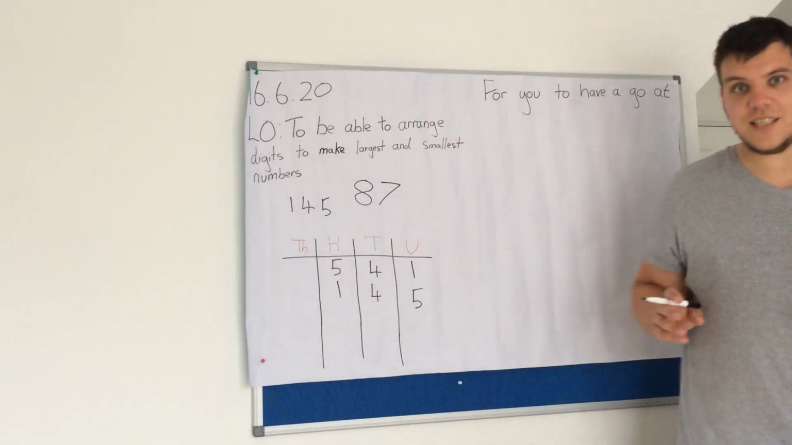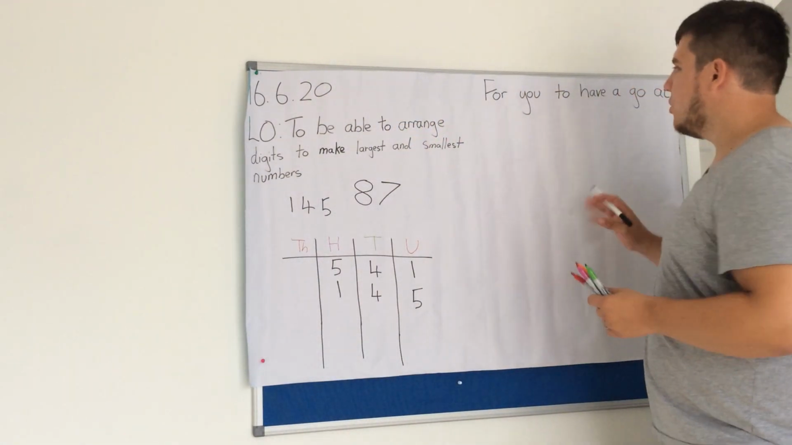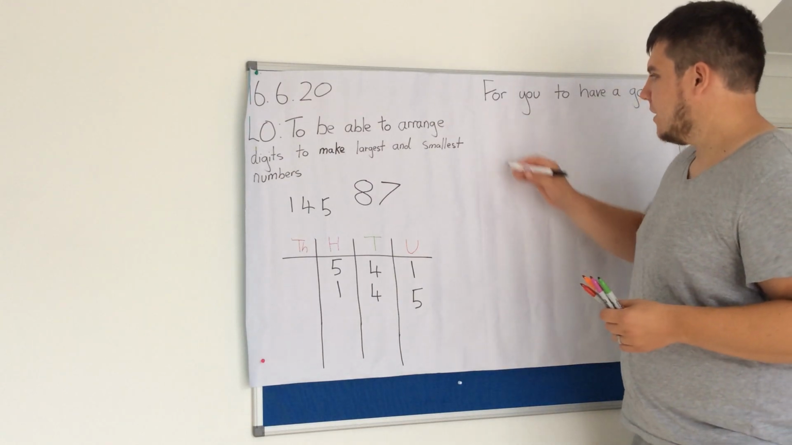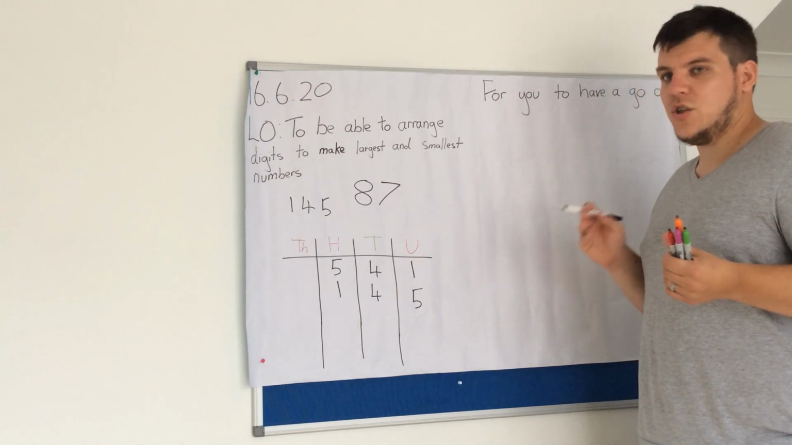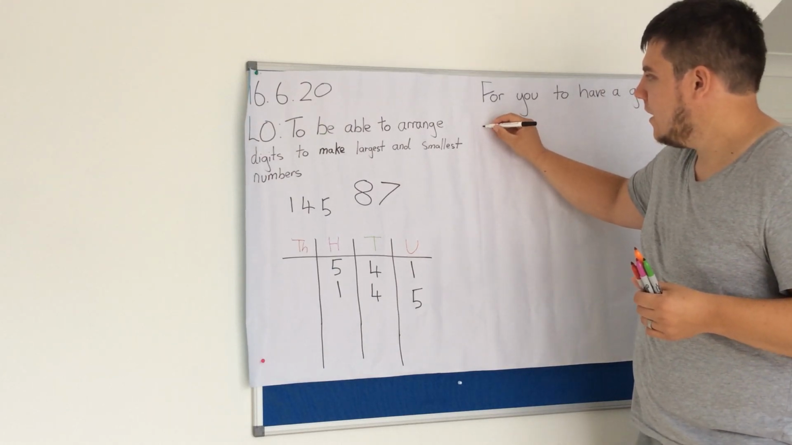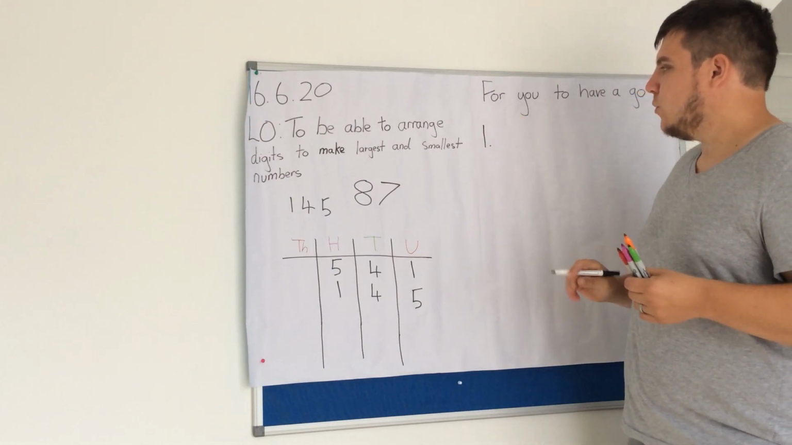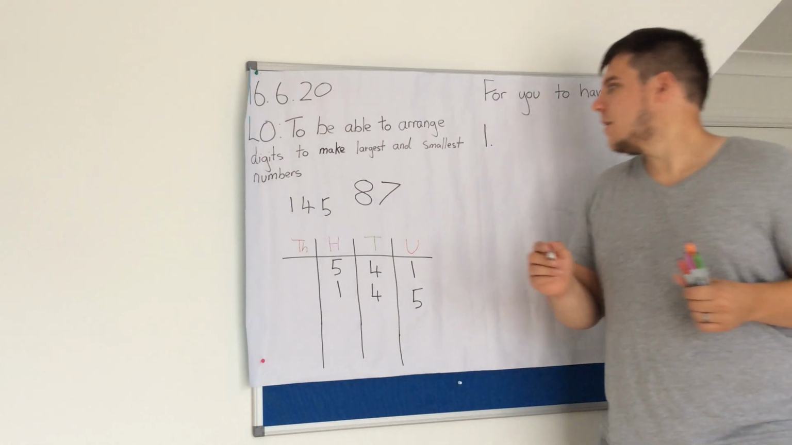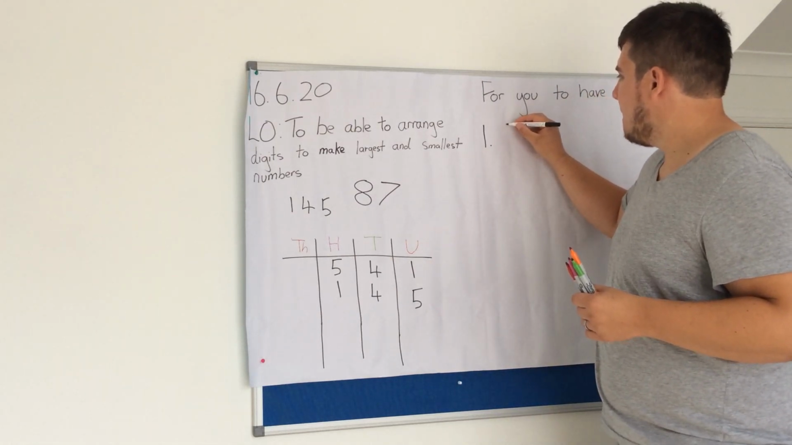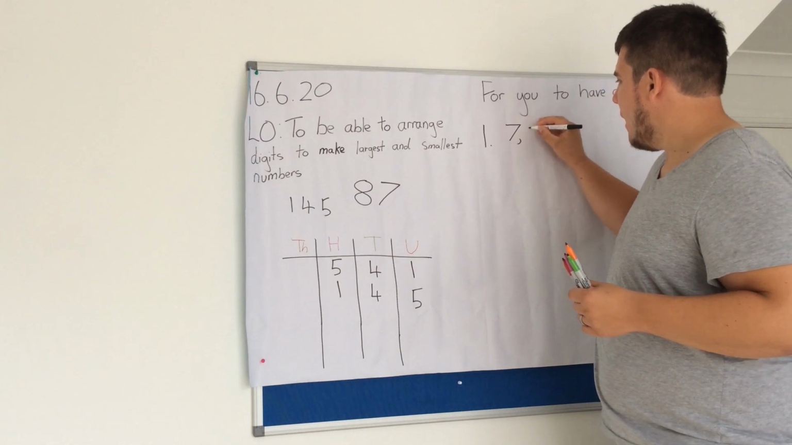So I'll move over onto this side to show you what you're going to do, how you're going to set them out. We're going to start off nice and simply, just so you can get a head around it, and we'll do a 2-digit number. 7 and a 5.